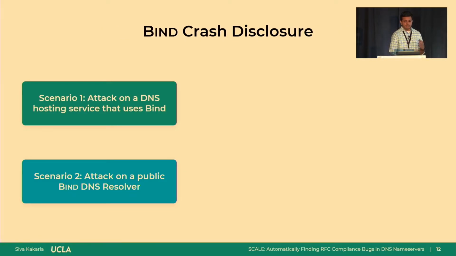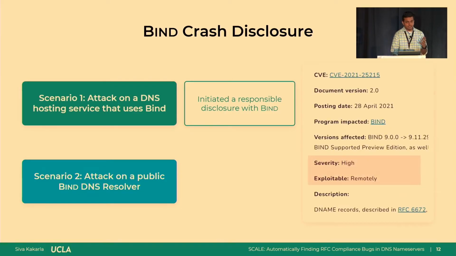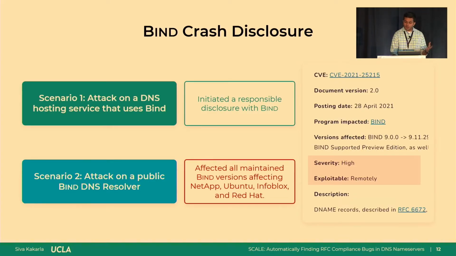After discovering the DNAME attack, we initiated a responsible disclosure procedure with the BIND developers. Given the attack severity, they requested that we keep the issue confidential until the coordinated release. BIND released a CVE, Common Vulnerabilities and Exposures item, with a high severity rating and asked maintainers to update to the patched version. The attack affected all maintained BIND versions, which in turn affected NetApp, Ubuntu, Influxbox, and Red Hat.